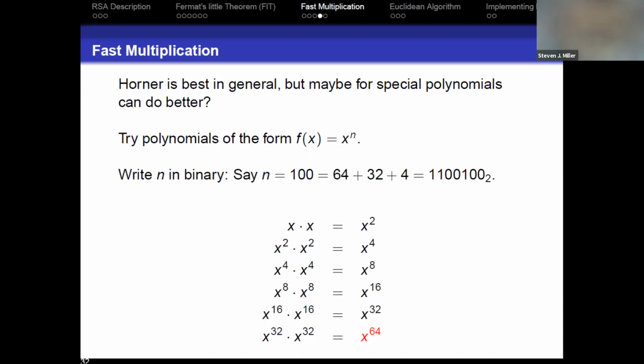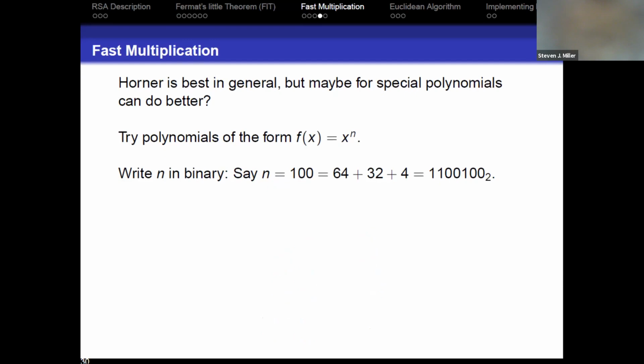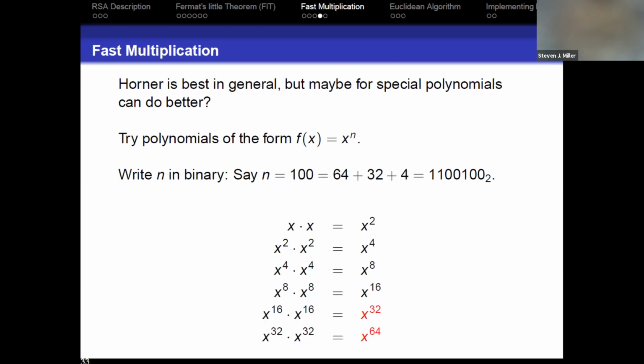Okay, so I start off with, I want x to the 64. I want to multiply it by x to the 32, so I include that. I don't need x to the 16. I don't need x to the 8, I multiply by x to the 4.